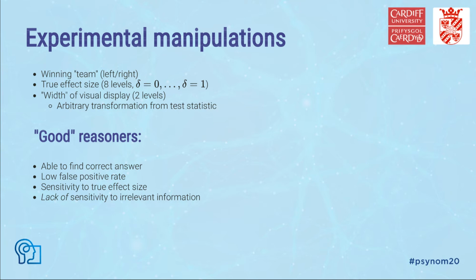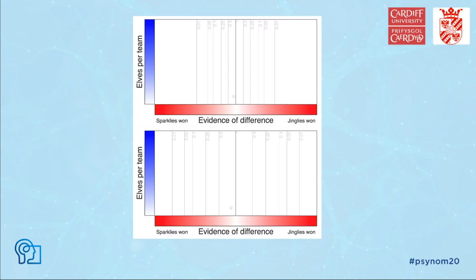We also expect performance to be sensitive to the strength of the signal in the stimulus, that is, the true effect size. Finally, if they properly compare to the null distribution, we expect them not to be sensitive to the irrelevant visual width manipulation. To give you a sense of how the visual width manipulation worked, I'm showing two hypothetical sequences of fictional experiments that differ only by their assigned width.